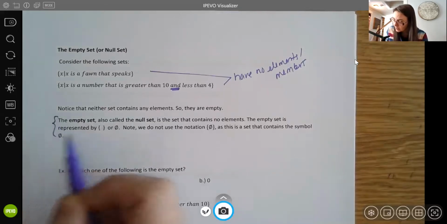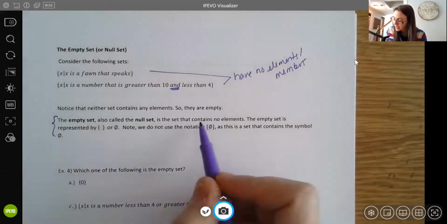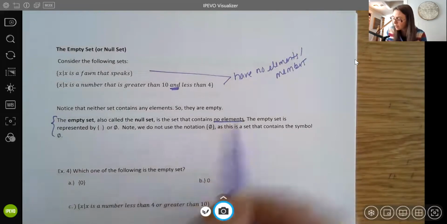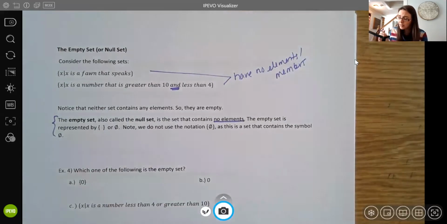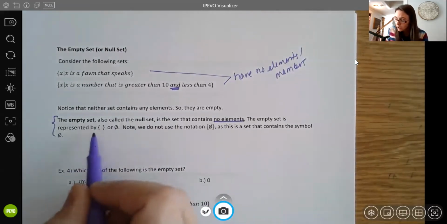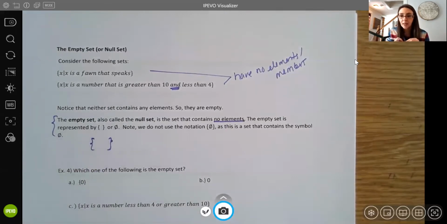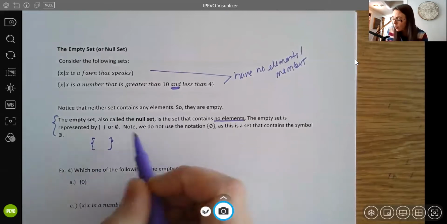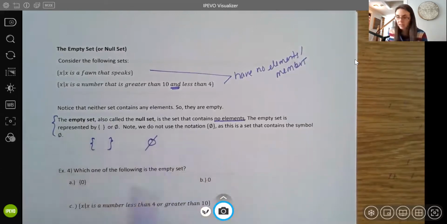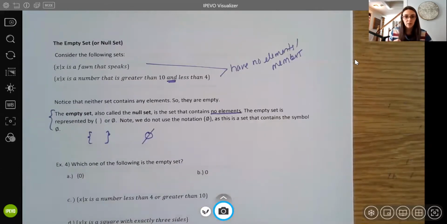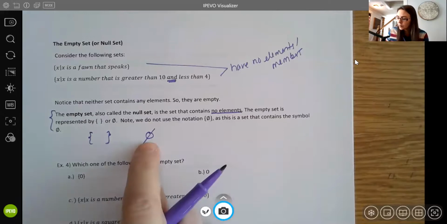So the empty set, also called the null set, is a set that contains no elements. We can represent the empty set in a few different ways. You can literally just write it like this. So you have a set with braces and it's totally empty on the inside. That's one way to express the empty set or the null set to show that there are no elements. Or you can use this notation here, which is like a circle or a zero with a line through it. That also means the null set or the empty set.